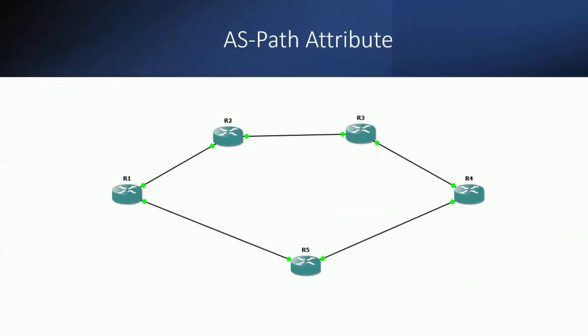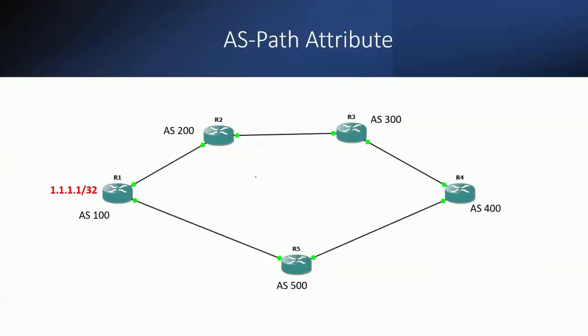Now, let's learn the AS path attribute. Okay, how does it work? We have just now seen that it is used to prevent loops in the network by ensuring a router does not accept a route containing its own AS number. Okay, so in this topology, we have R1, R2, R3, R4, and R5. Let's say R1 is in autonomous system 100, R2 in 200, R3 in 300, R4 is in 400, and R5 is in 500. We have one loopback interface, which is 1.1.1.1/32. And this needs to be advertised to R4. It means R4 should learn this route. R4 should learn this 1.1.1.1 from R1.